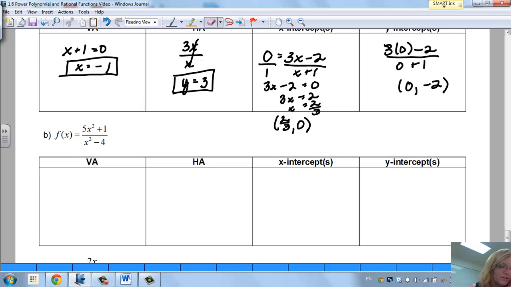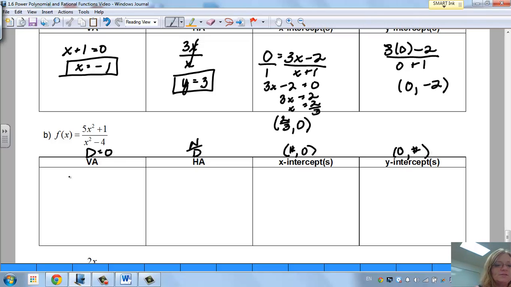I have another rational function. Remember, vertical asymptote is denominator equal to 0. Horizontal asymptote is numerator over your denominator. X-intercept is a number, 0. Y-intercept is 0, a number.